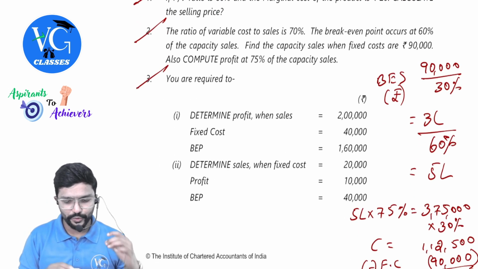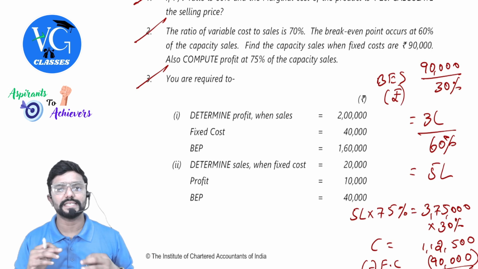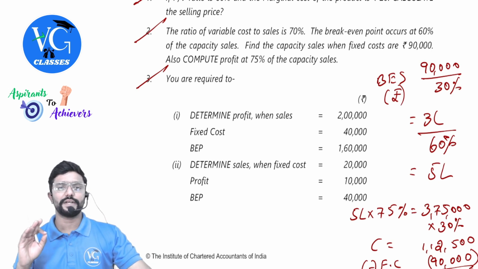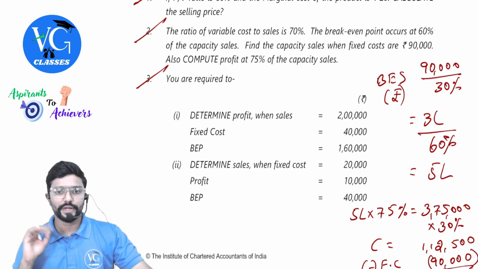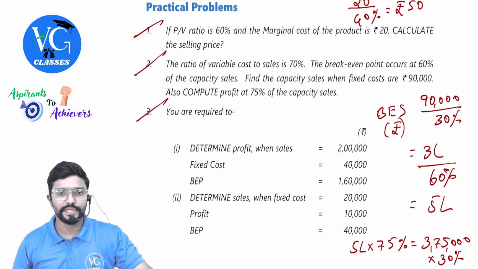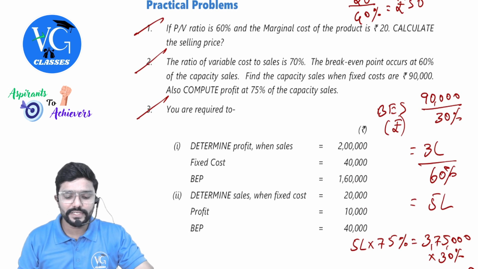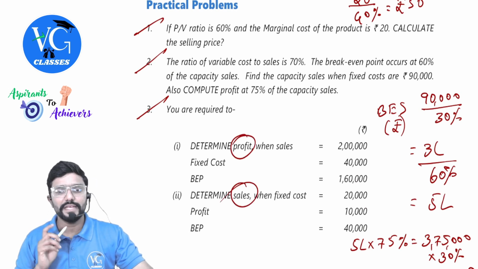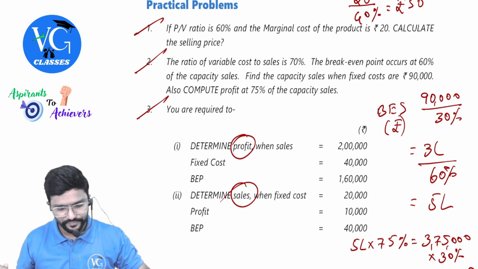You are required to determine profit when sales is 2 lakh, fixed cost is 40,000, break-even point is 1 lakh 60,000. Also, determine sales when fixed cost is 20,000, profit is 10,000 and break-even point is 40,000. So determine profit first, second, determine the sales. Please be careful.